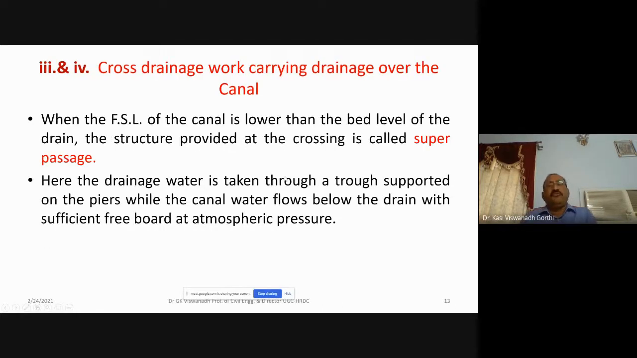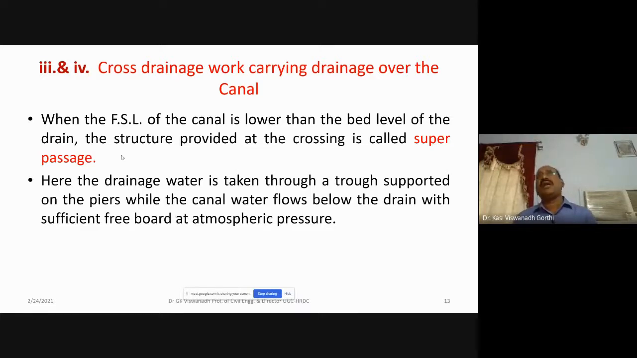Next, cases 3 and 4, where the cross drainage work carrying drainage over the canal is just a reverse case. For an aqueduct or a siphon aqueduct, you have seen that the drainage is at the bottom and the canal is at the top. Now it is reversed. When the full supply level of the canal is lower than the bed level of the drain, the structure provided at the crossing is called super passage. Please try to note down the term: super passage. So all these are the CD works, cross drainage works.